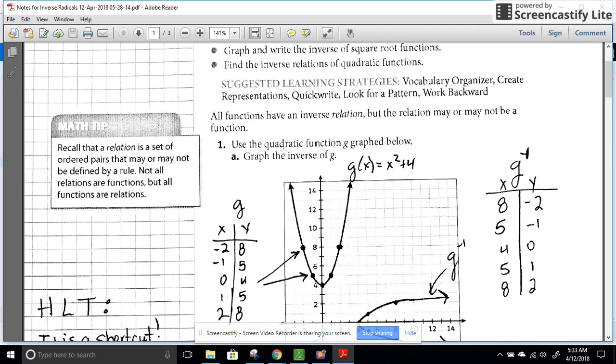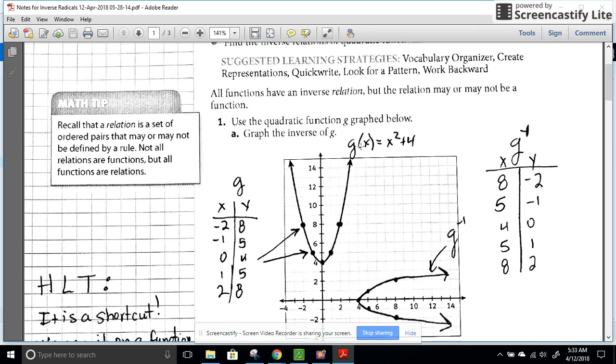Okay, so this problem asks us to take this given function right here and to graph its inverse. So remind yourself that to graph an inverse, we need some points. We take those points, we switch the x and y values, run over here to this table where I switch the x and y values, and I created new points. I plotted each one of those new points. There's (8, -2), and there's (8, 2). There's (5, -1), (5, 1), and (4, 0). And I have an inverse function.